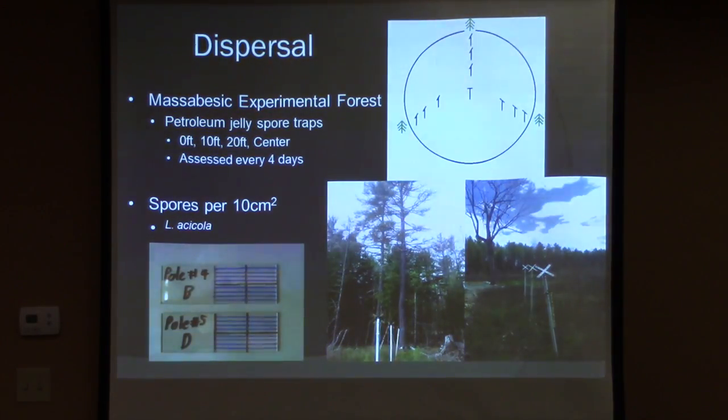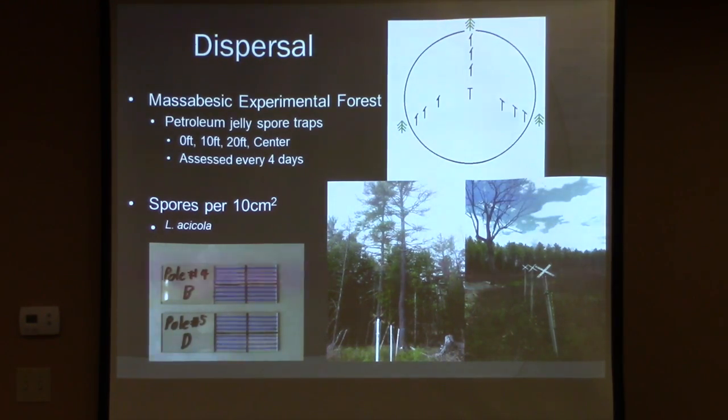So, to track the spread and see what exact role climate plays in the defoliation from Lecanosticta acicola, we set up a dispersal experiment at the Massabesic Experimental Forest, which had a previous clear cut. In this clear cut, I built 10 six-foot-high spore collecting traps. I don't have a technical term for them, but they're made of PVC. I just went to Home Depot, grabbed some things, and put them together.